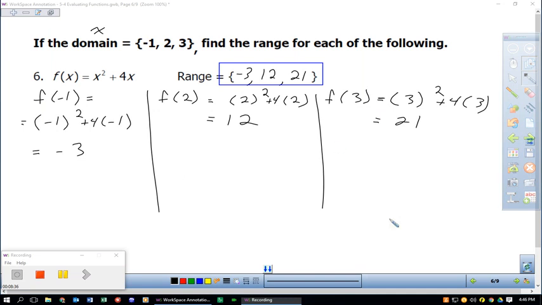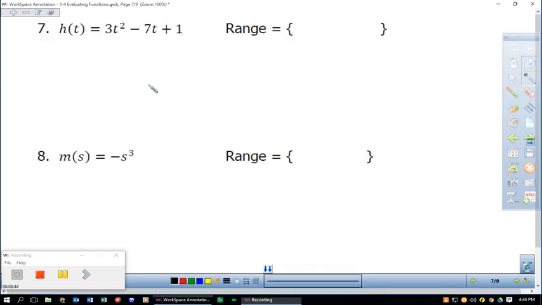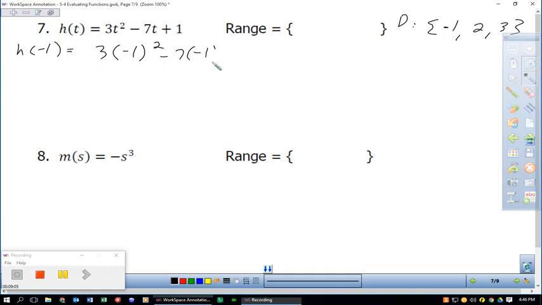Okay. Number 7. We are given the same domain. Okay, so the domain is negative 1, 2, and 3. We're going to assume that. So we're going to plug in negative 1. So h of negative 1 is 3 times negative 1 squared minus 7 times negative 1 plus 1. And if you type that in your calculator correctly, you should get 11. So there's our first range value, 11.